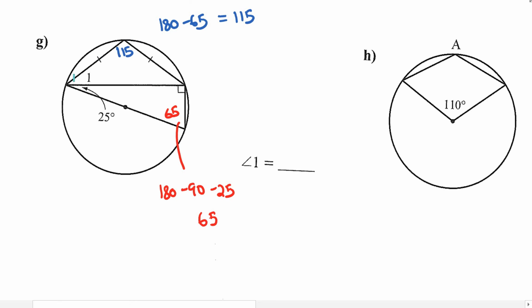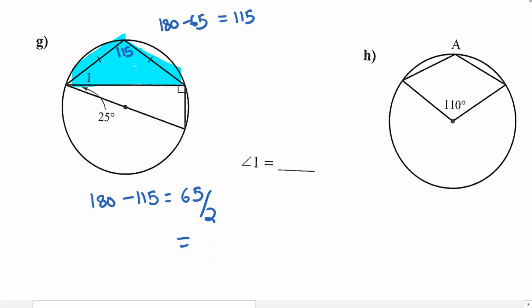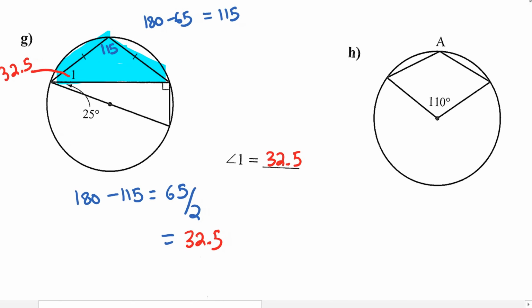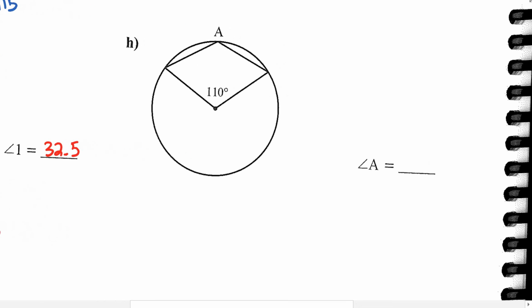And then finally, we have one more isosceles triangle up in the corner here. So if I want to find the corner angles, it'd be 180 minus 115. So 180 minus 115 is going to be 65, and 65 divided by 2 gives us 32.5. So angle number 1 is 32.5. All right, so that's that particular angle, and that should do it for that one. Okay, and then let's move on to letter H.